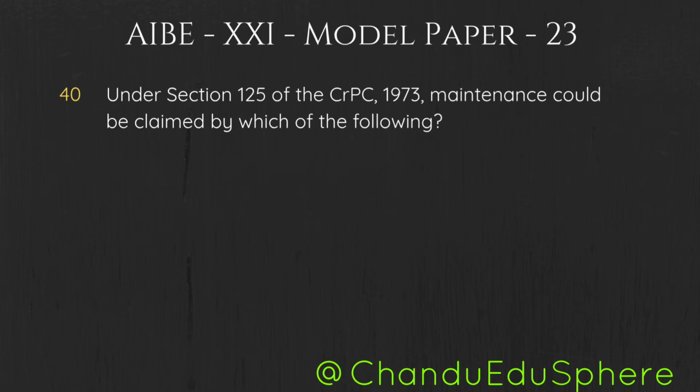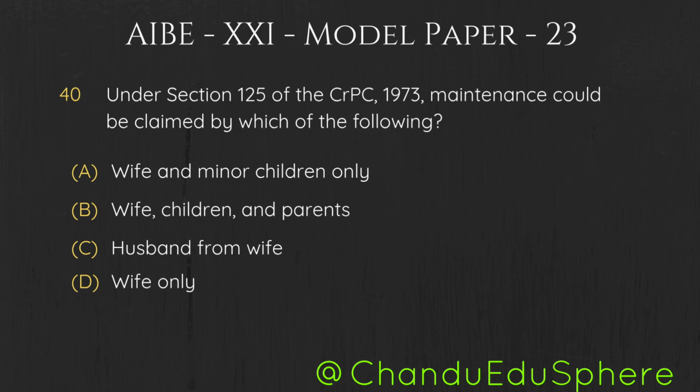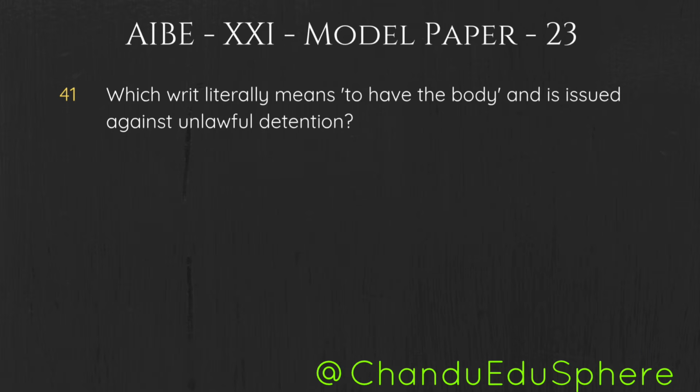Under Section 125 of the CRPC 1973, maintenance can be claimed by which of the following? B. Wife, children, and parents. Under which wife, legitimate or illegitimate minor child, major child unable to maintain itself by reasons of physical or mental infirmity, and aged or infirm parents.